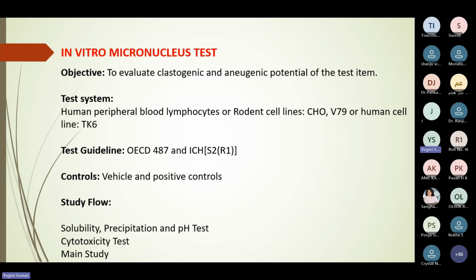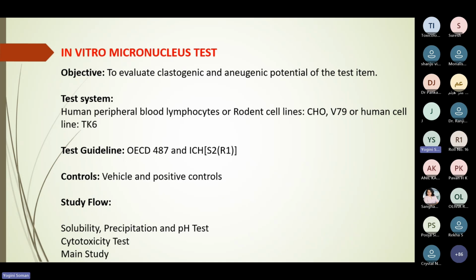So after precipitation and pH test, you can select a dose for the cytotoxicity test. The next part is for the in vitro micronucleus test. If we consider the TK6 cell line as a test system, then for the cytotoxicity test, the first part is target cell preparation of the TK6 cell line.